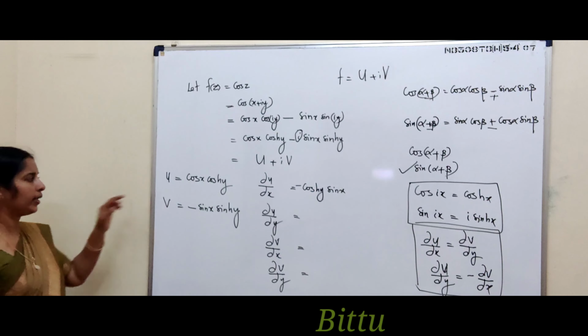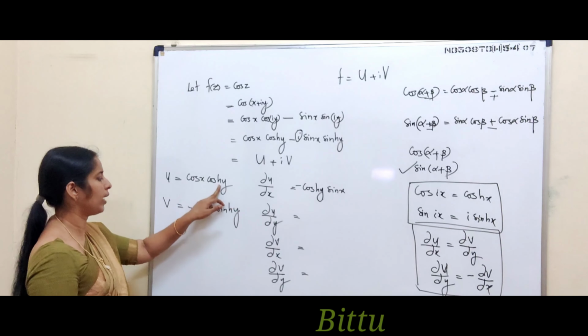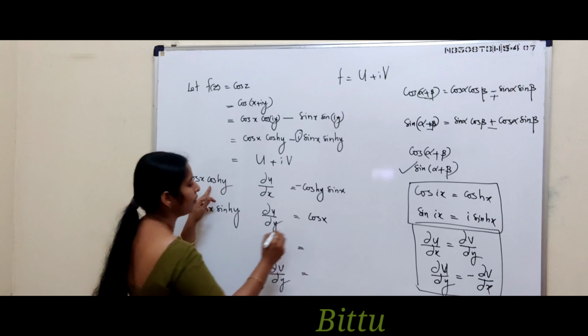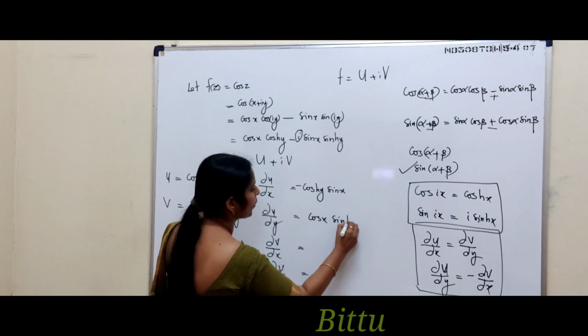Next, ∂u/∂y. While differentiating with respect to y, you have to keep x as a constant. So cos x is a constant. The derivative of cosh y is sinh y.